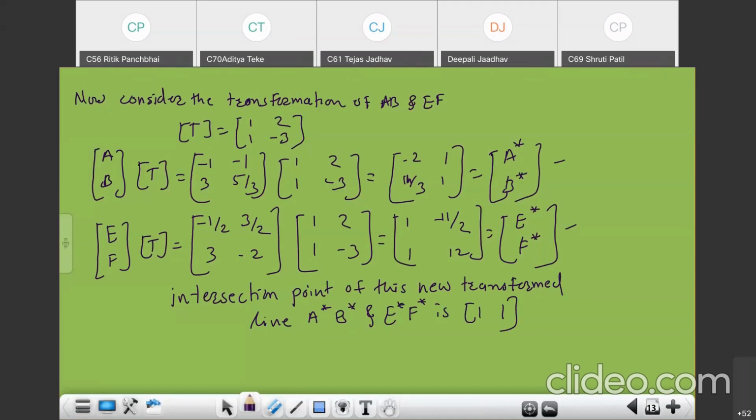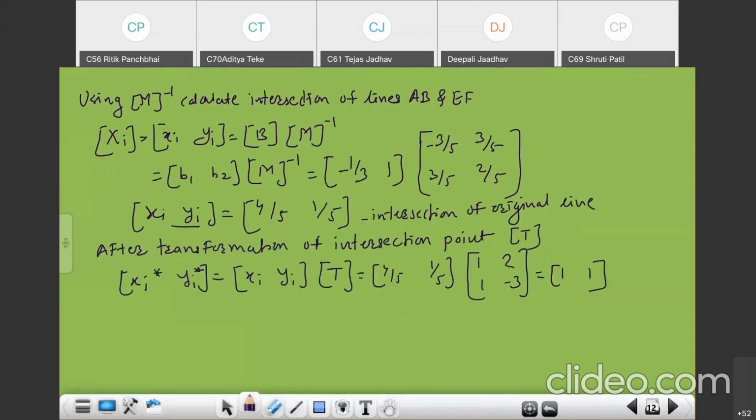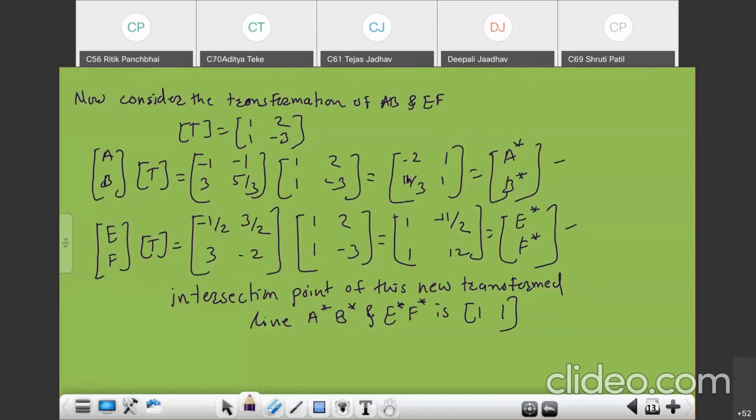What is the transformation of our intersecting point xi, yi? It is 1, 1. And what is the intersection point of the transformed lines? It is 1, 1. Both are the same. So it indicates that when we transform any intersecting lines, it generates another pair of intersecting lines.